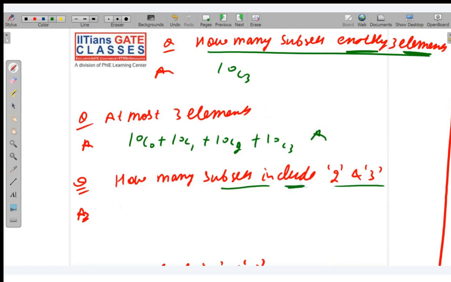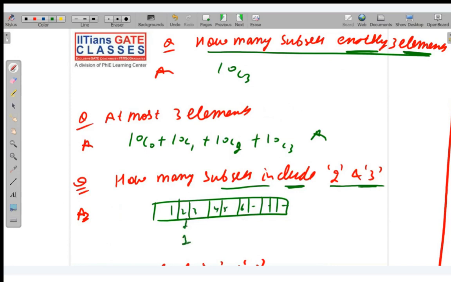How many subsets include 2 and 3? Now please see this, size is not given to you. They are saying these 2 elements should be included. So now the box method will come into the picture. Boxes 1 to 10. For 2 only one choice, that means it should be present. And 3 also should be present. For the rest, everywhere 2 choices.